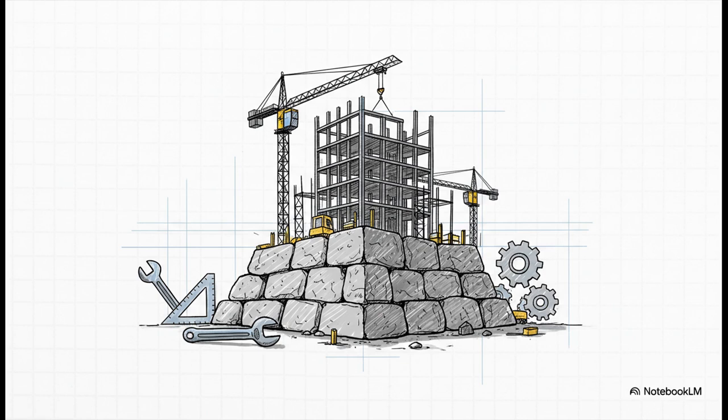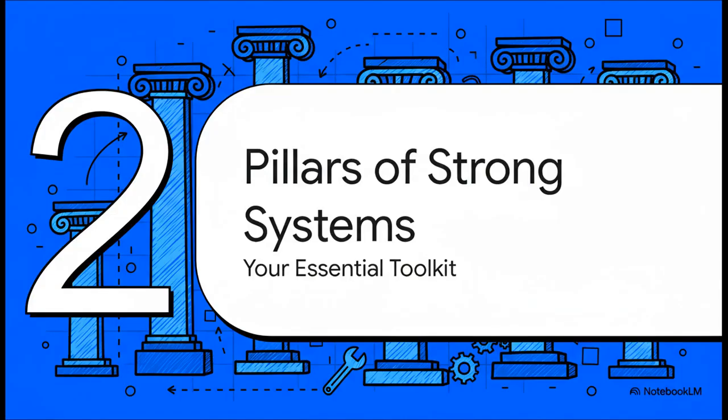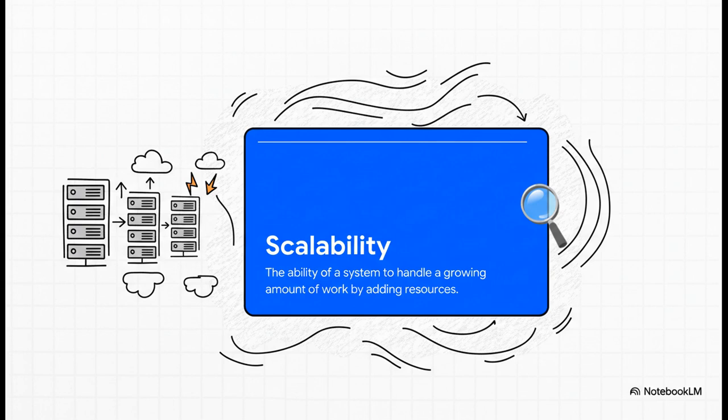Well, it's not magic. It's all about smart engineering. You need to build your entire system on a really strong foundation, using principles and tools that are specifically designed to handle that kind of pressure. So what does this quote-unquote strong foundation actually look like? Well, it all starts with a toolkit of core concepts. Think of these as the pillars that every single developer needs to understand to build systems that won't crumble under pressure. First up, we have scalability.